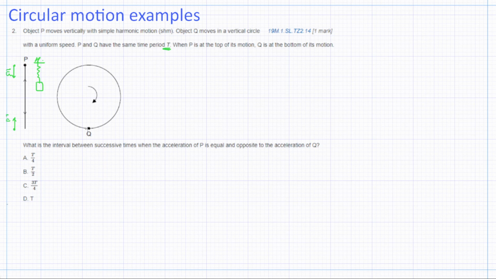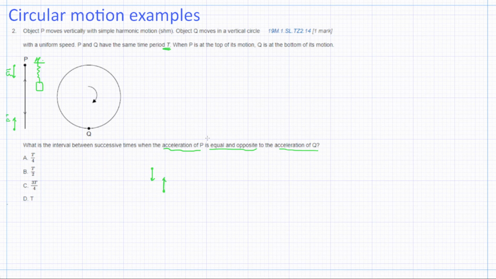Here in the circular motion, we've got the same thing happening. So when it gets up to this point is exactly when P has got down to that point, and then it completes a full turn. Well, since the question is only asking us for in which interval between successive times the acceleration of P is equal and opposite to the acceleration of Q. So we're looking for moments in which one, for example, will be pointing down and the other will be pointing up, or vice versa, right?